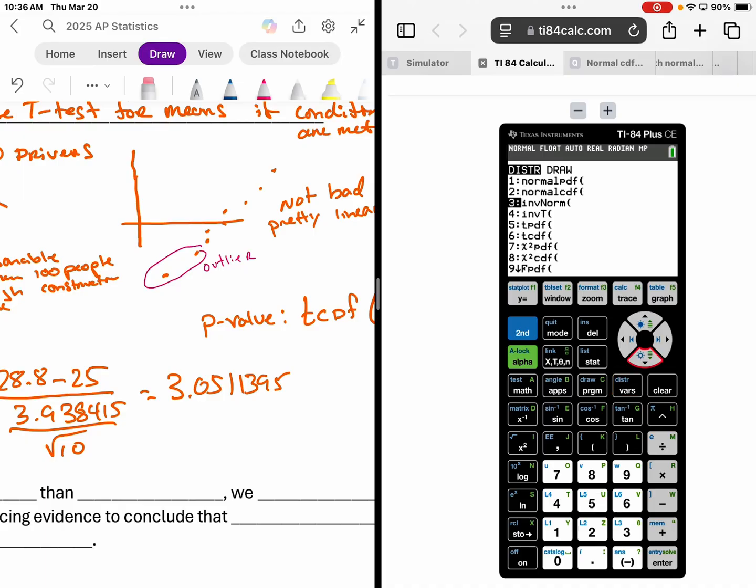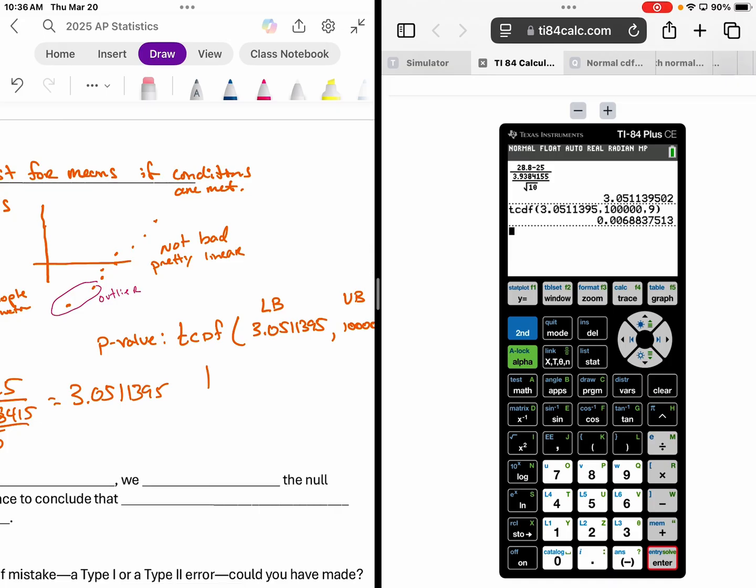So when you go into second VARs, we are doing option number 6, TCDF. And my lower bound is 3.0511395. My upper bound is something really big. You can technically stop at 100 like I put in our notes. Our degrees of freedom is 9. And then go down and paste. And I find out that my p-value is equal to 0.00688.